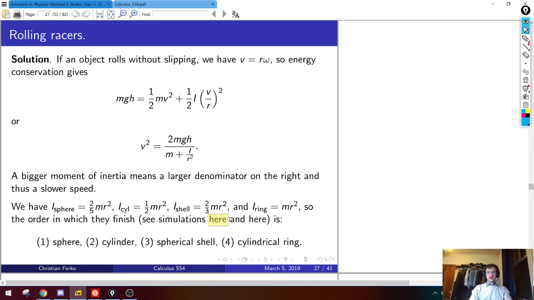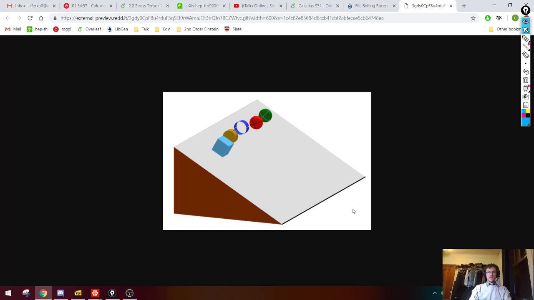There's one other simulation I like. This one's on Reddit. In addition to those 4 objects, it also has this cube. Now the cube is actually just skidding. It's pure sliding without rolling. So the cube beats all of the other objects, because in the cube case it's not even rotating. All of its energy is going into pure speed, and none of it is going into I. So you could think of that as I equals 0.